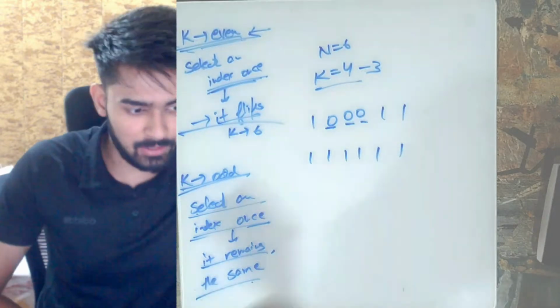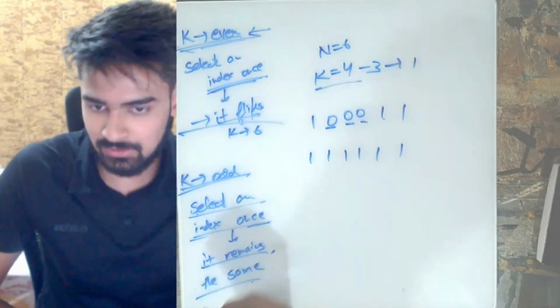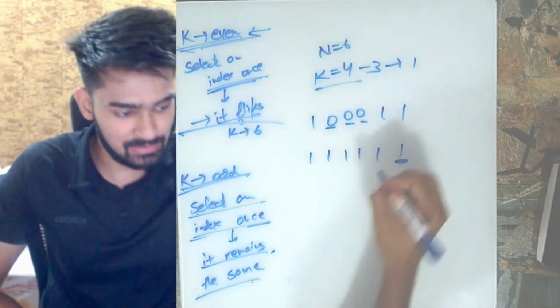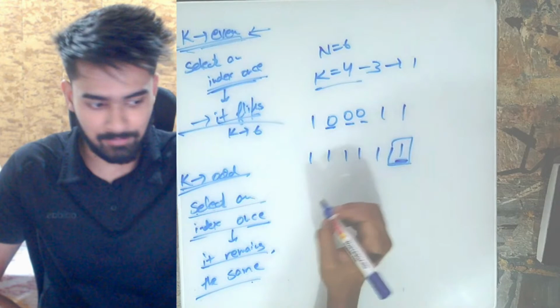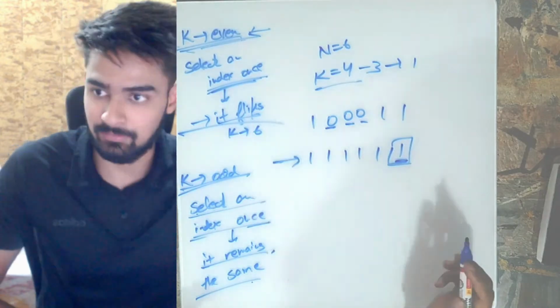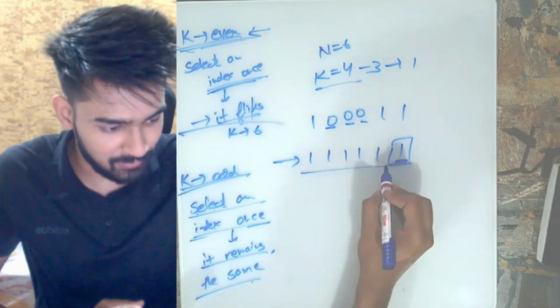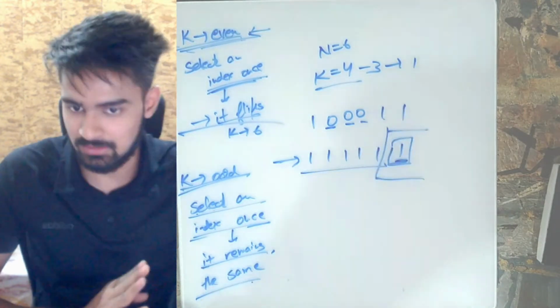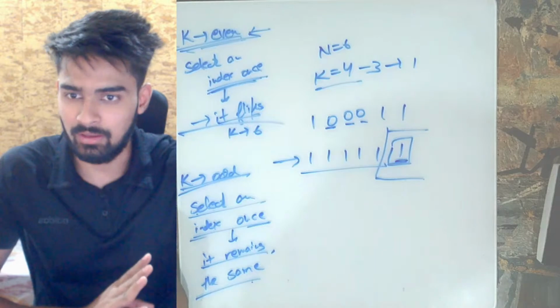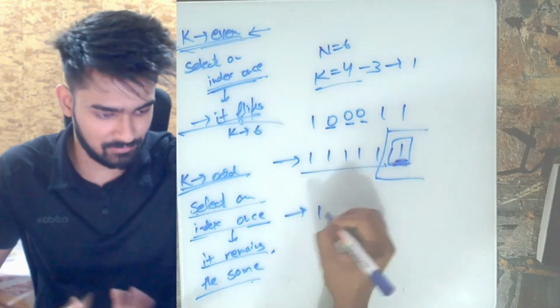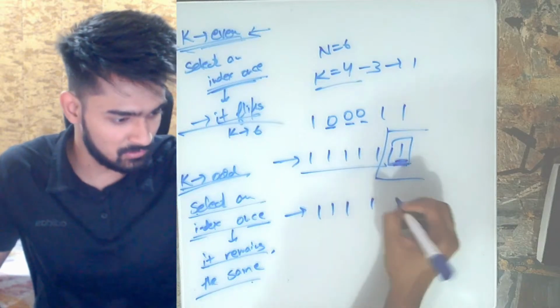Now I'm left with one operation, so I'll do that one operation on the last index. The reason I do that is because I need to have the lexicographically largest string. In order to have that, I need to make sure that all the other values remain the same and only my last bit changes. So I do that one more operation on the last bit, and my final string becomes this.